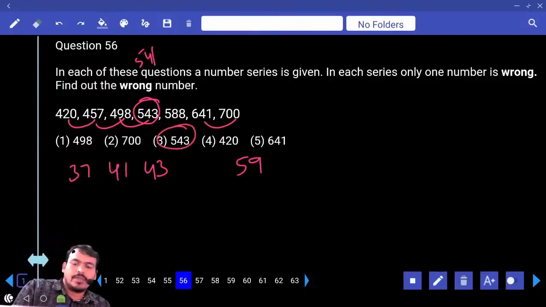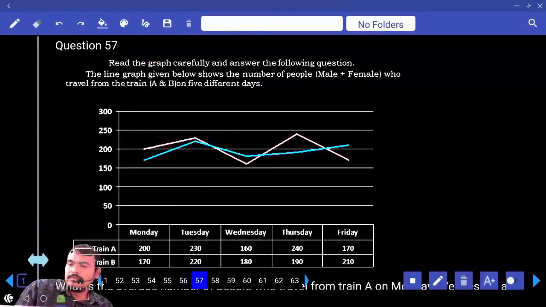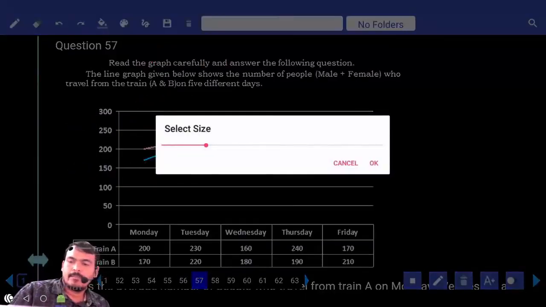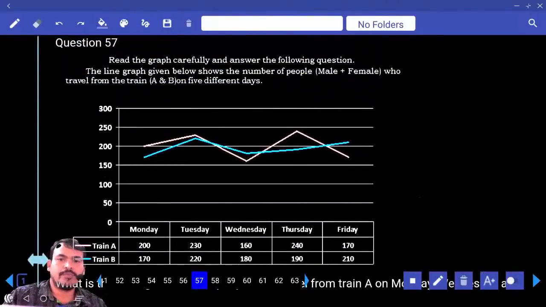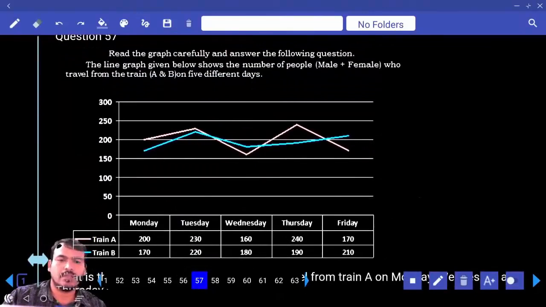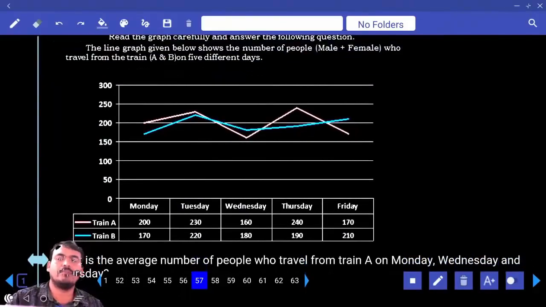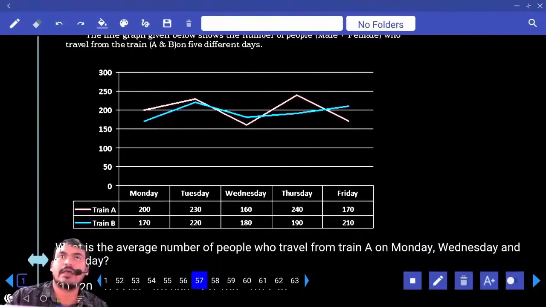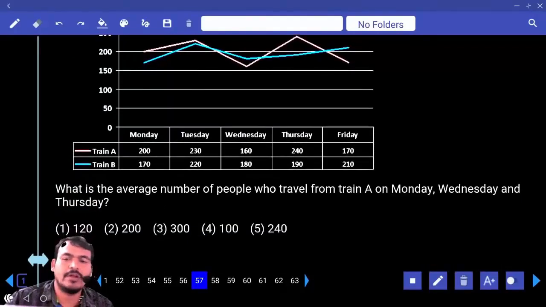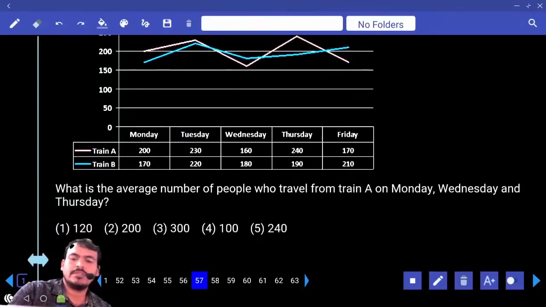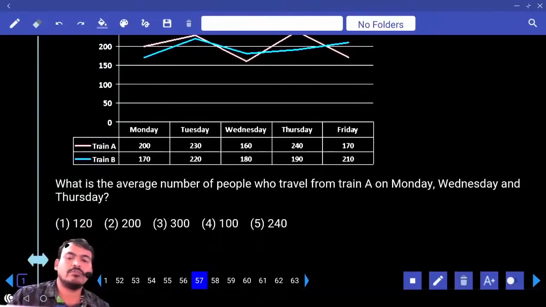Next, question number 57. Read the graph carefully and answer the following questions. The line graph given below shows the number of people, male plus female, who travel from train A and B on 5 different days or only one day? 5 different days. On Monday 200 and 170 or not? On Tuesday 230 and 220.